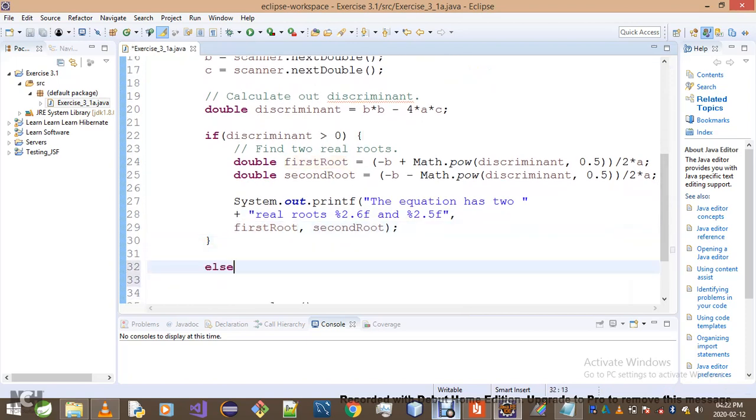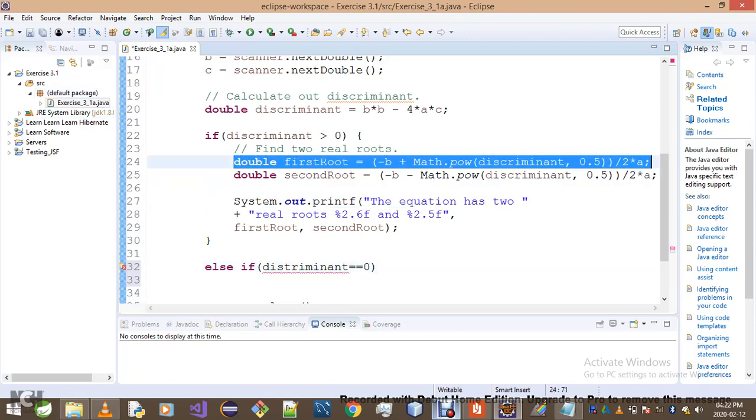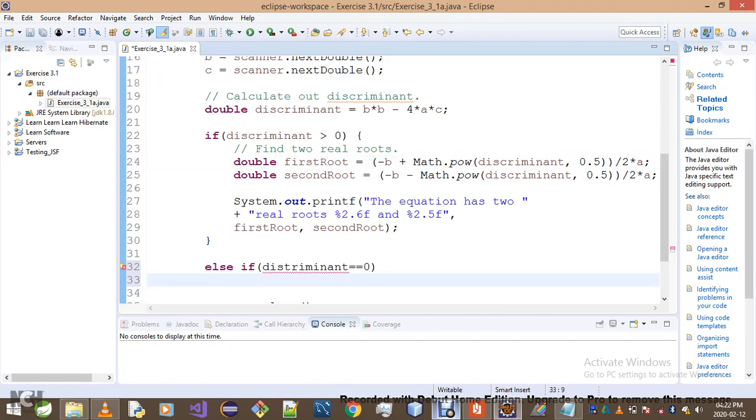So else, if we know that we've got 3 different cases, discriminant, and this is our second case. So in this case, we're only going to have one solution. Again, I don't recommend people do this. What I can do is simply copy what we had in the first case, and I'll call this root.